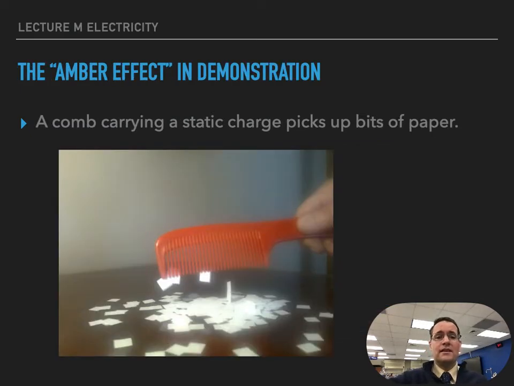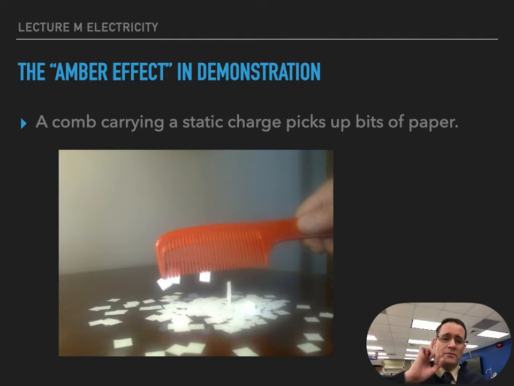So this is the Amber effect for 2020 and beyond. In this demonstration, what you can do is you can take a plastic or nylon or rubber comb or brush and rub it through your hair a few times, okay? Now, already have on the ground some bits of paper that you've torn up. It could be tissue paper or normal paper. Make sure the squares are kind of small, okay?